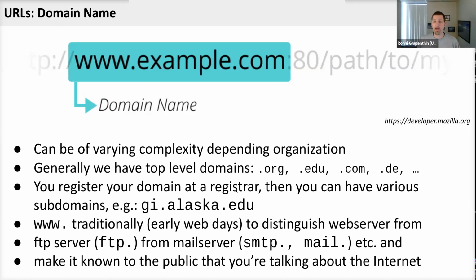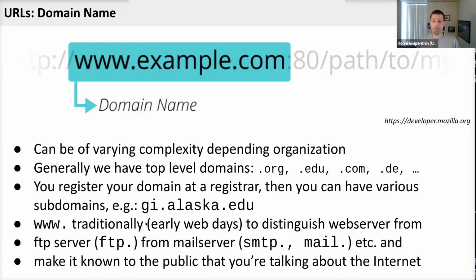And then once you have registered your domain, for instance, alaska.edu, you can also have various subdomains. At the University of Alaska, we have many different subdomains. Here's an example for the GI, the Geophysical Institute, gi.alaska.edu or asf.alaska.edu. They all point to different parts on the same web server or to different web servers, depending on how the routing is set up.